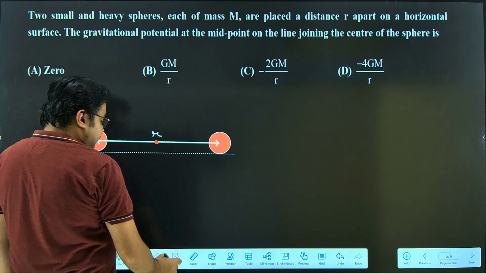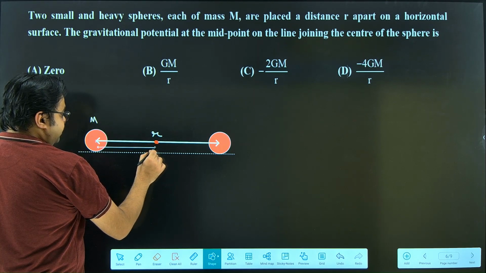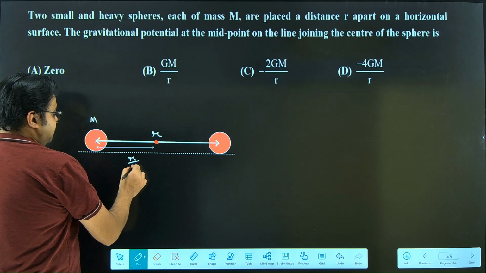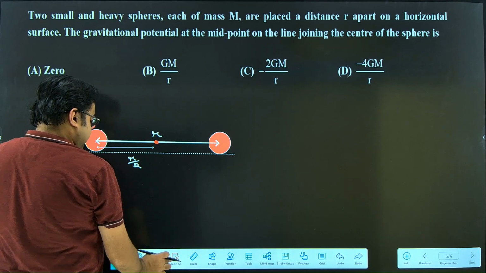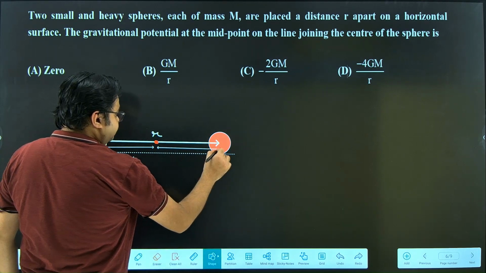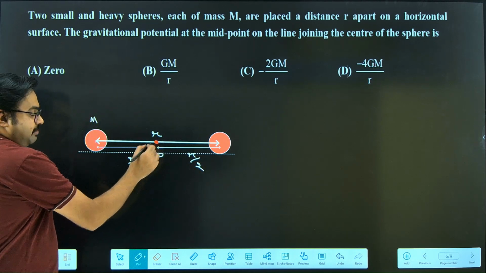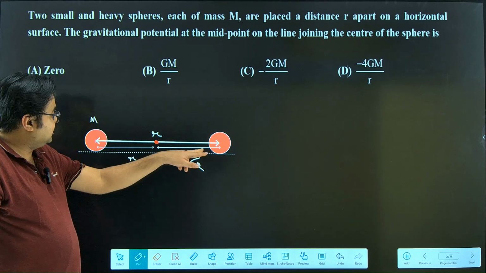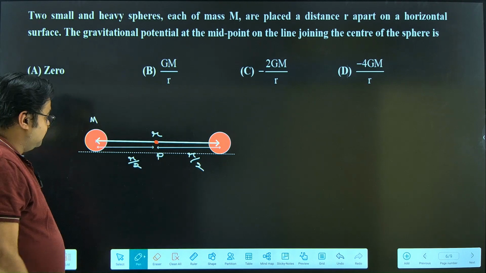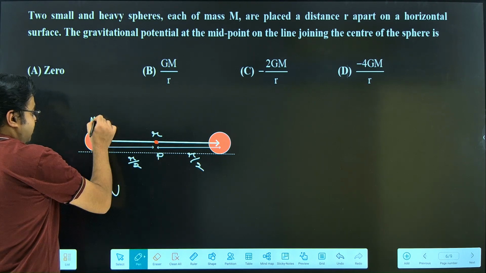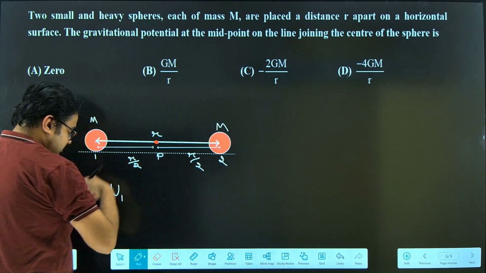From the center to each sphere, the distance is r divided by 2. So the point at which, let's say I name that point P, at which you're trying to find the gravitational potential is exactly at the center at a distance r by 2 from each of the two spheres. So the gravitational potential due to the first sphere, let's say, is U1. This is the first sphere, that's the second sphere. Both of them are of mass M.